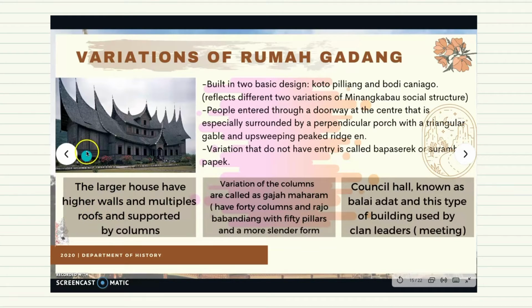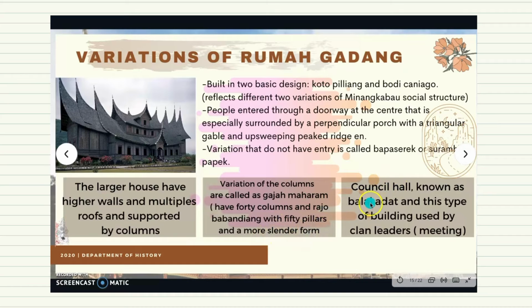From the outside, we can see it has high walls and multiple roofs supported by columns. Next, the variations of the columns are called Gajah Maharam, which has 40 columns, and Raja Babandiang, with 50 pillars, and a mosque in the form.